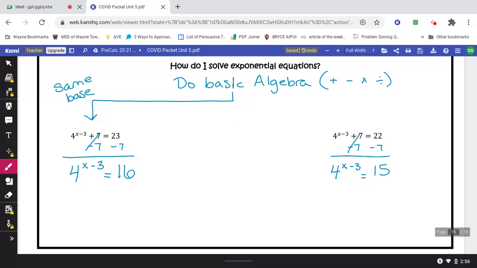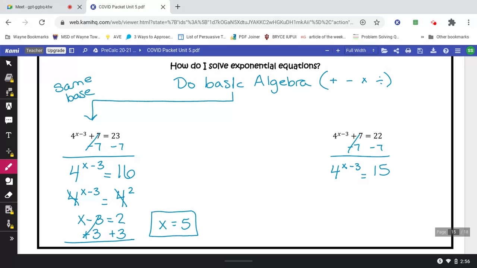I can rewrite 16 as 4 squared. I'll keep the 4 as a 4. And then because I have the same base, I can cancel. So 4 cancels with 4. Bring down your exponents to set them equal to each other. And then just solve the very end of the problem. Get an answer of x equals 5. So that'll only work if you have the numbers that can become the same base. So like 5 and 25, 3 and 9, things like that.